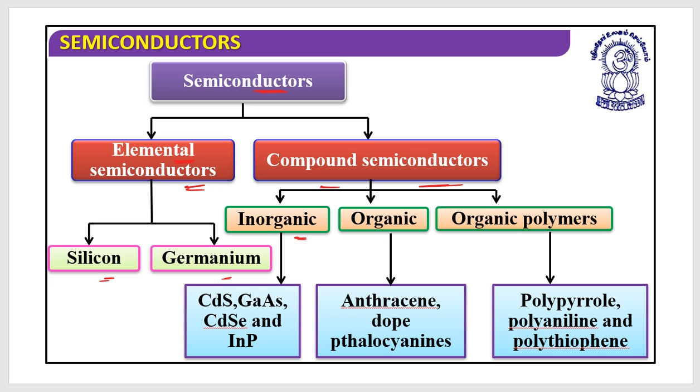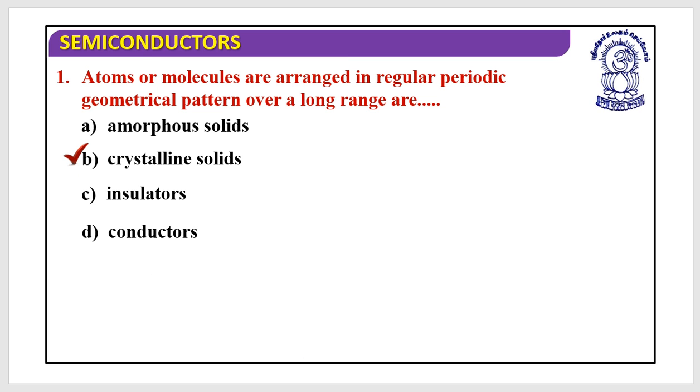Inorganic semiconductors, organic semiconductors, or we can say organic polymers. These are the examples of the inorganic semiconductors, and these two are the examples of the organic and organic polymer semiconductors. I hope this is clear. So this is how we can classify the semiconductors. Great. Now let's have certain quick questions and then we will go to the band theory.